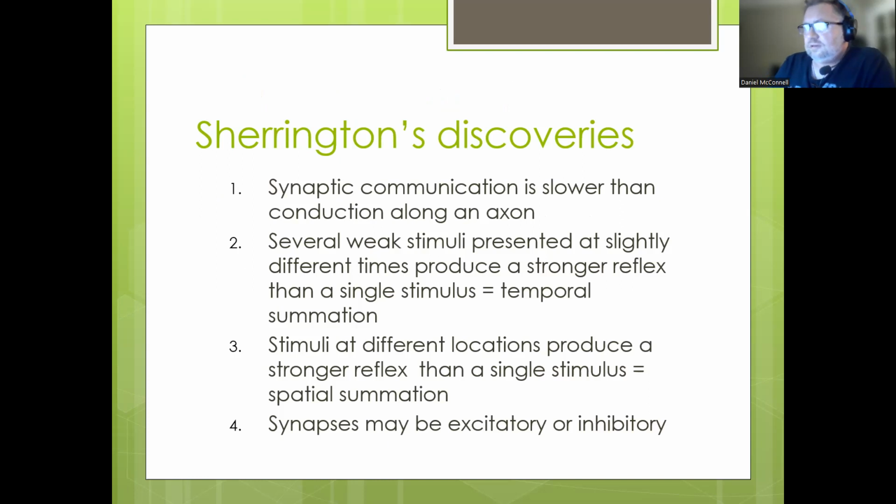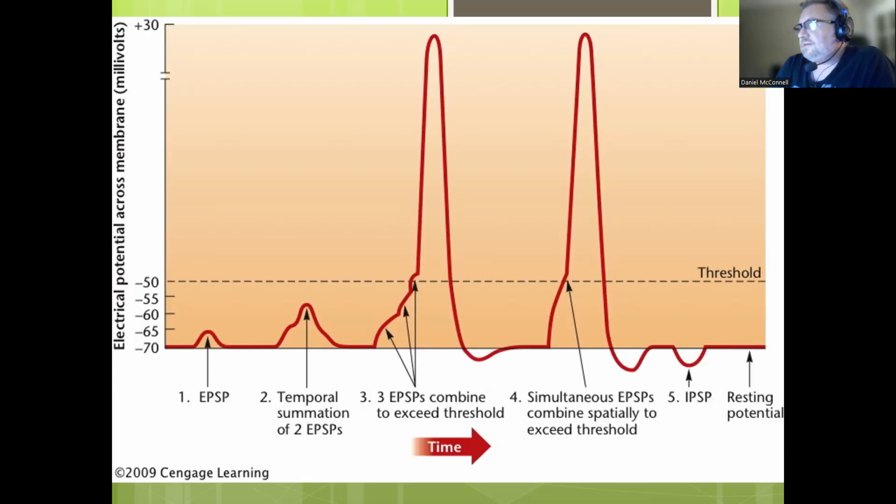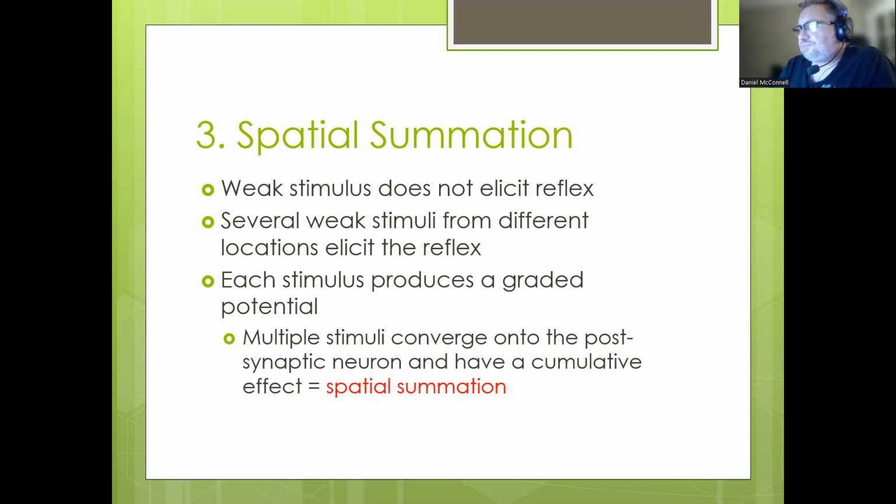A third discovery is called spatial summation. Stimuli at different locations produce a stronger reflex than a single stimulus. So let's think again: if I apply a single stimulus that is not strong enough to activate a reaction, but I apply 3 different stimuli at 3 different locations on the body, maybe that will do the job. So let's go back to my text right here.